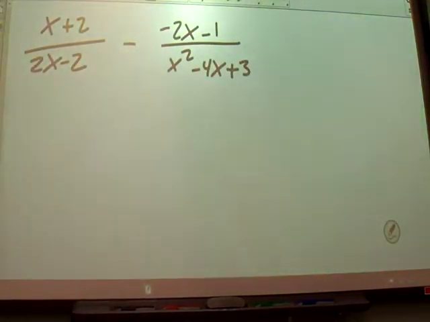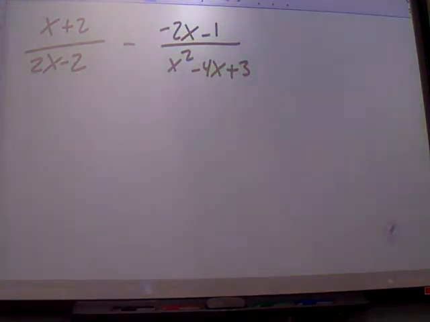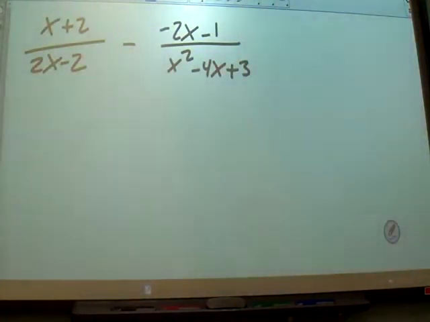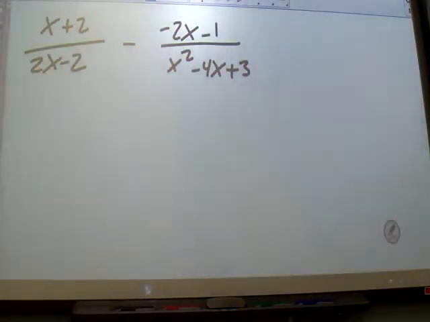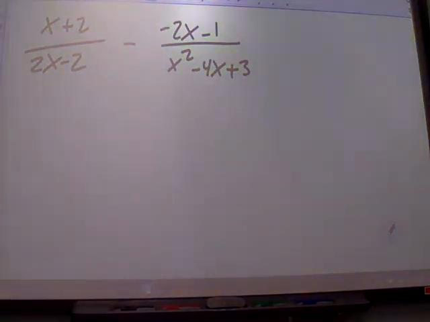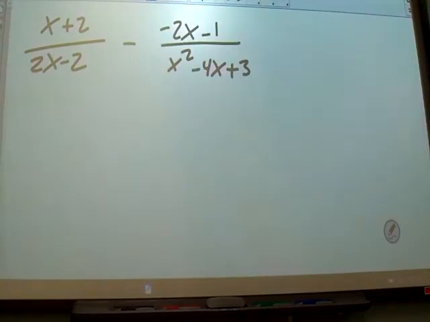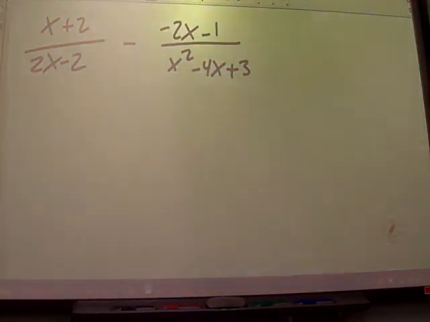Alright, so we got x plus 2 over 2x minus 2 minus negative 2x minus 1 over x squared minus 4x plus 3. Okay, so it's a subtraction problem with fractions. Is there a common denominator? No. So what we need to do is factor our denominators to see what parts we have.